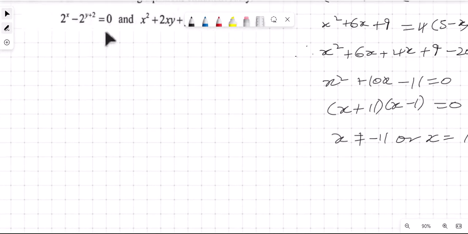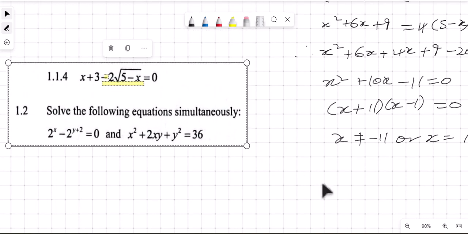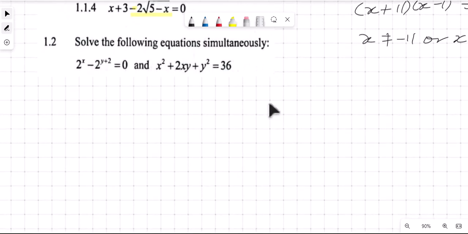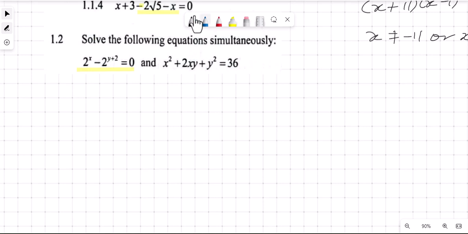Thank you. Then we move to your simultaneous equation. Let's look here at your simultaneous equations. Maybe the tricky part here might be this part, which is not a problem at all. What we can do is transpose this 2 to the other side. So we have 2 minus 2 to the power y plus 2 equals 0.